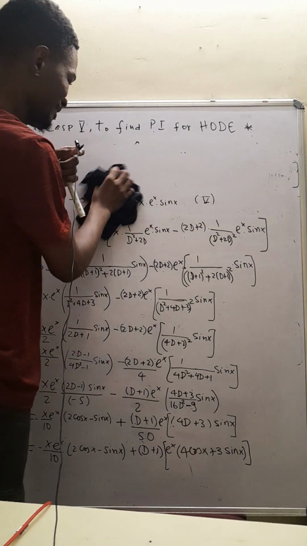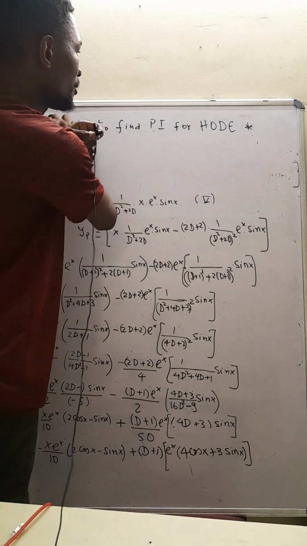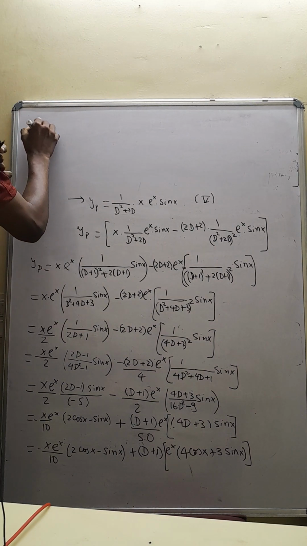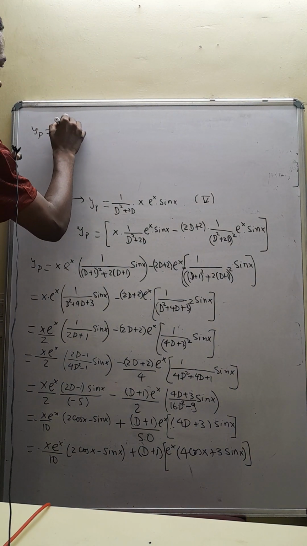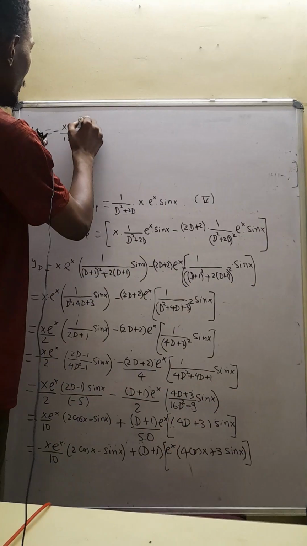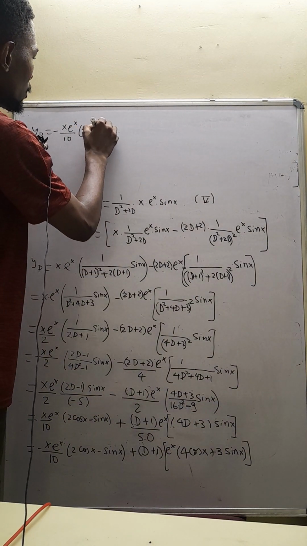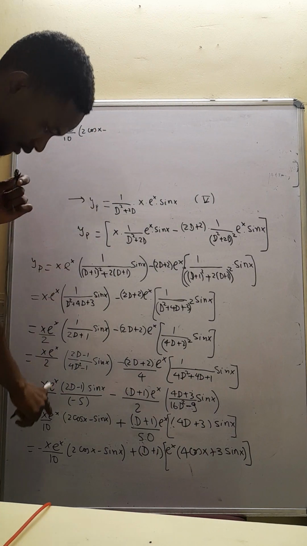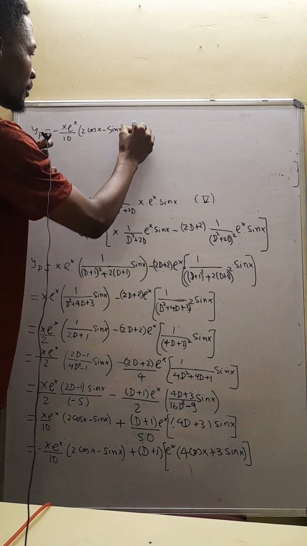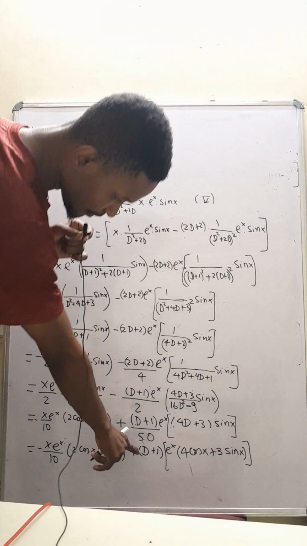Sorry. Let me write down up here. So yp is minus x Euler raised to x upon 10, and here it is 2 cos of x minus sine of x, plus this one.